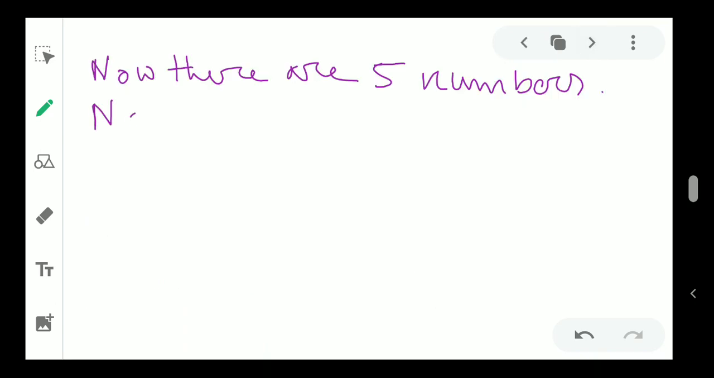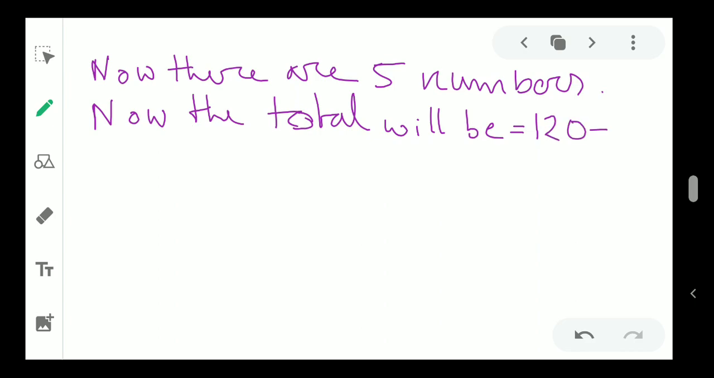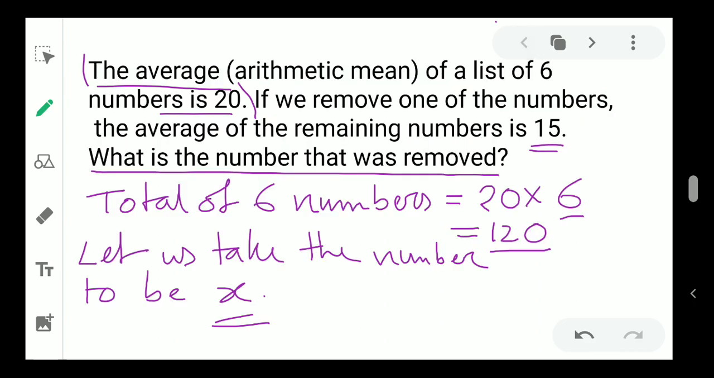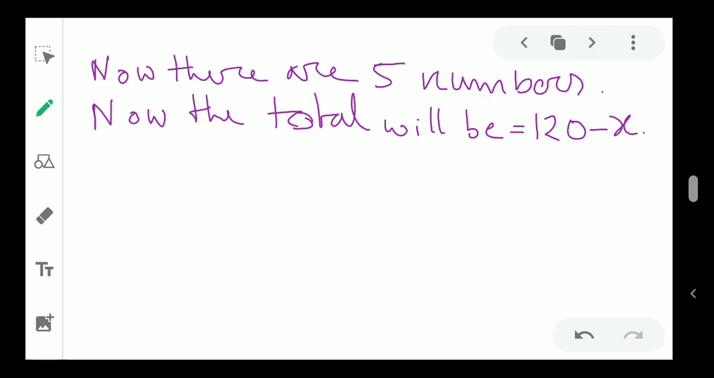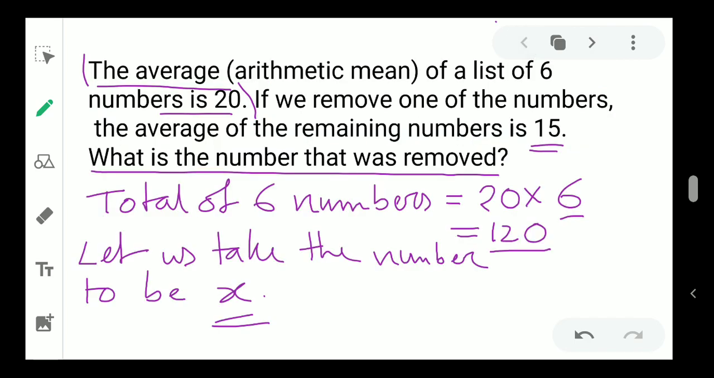So out of 120, if I remove this number x, what will the total be now? The total will be 120 minus x, right? Now see, I told you in my earlier video also, the reference will always be on the right hand side of the equation. So what is the reference? The reference is the average of the remaining numbers. So let me find the expression for the average of the remaining numbers with the variable.